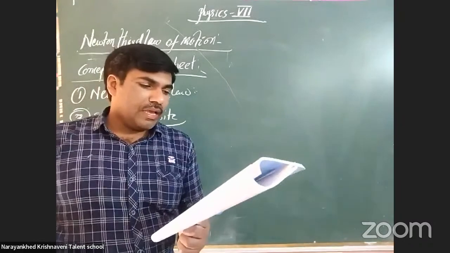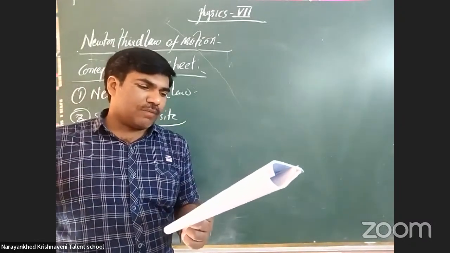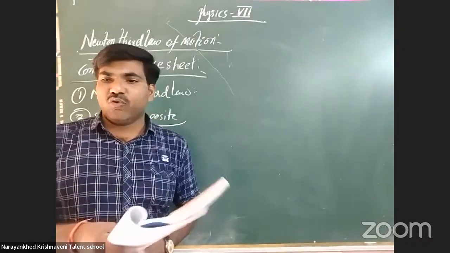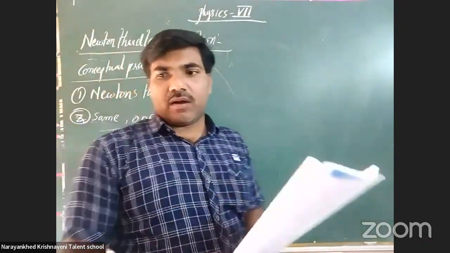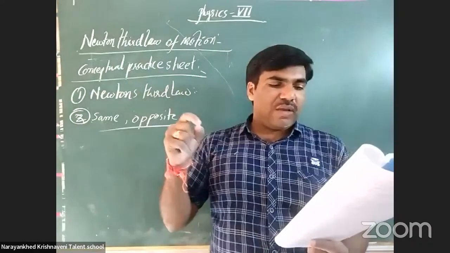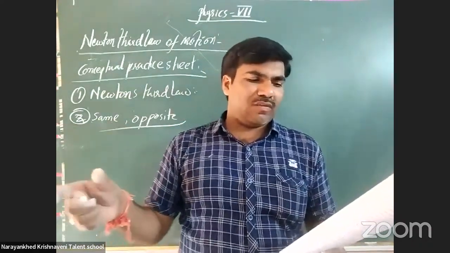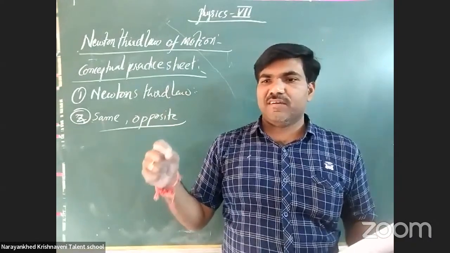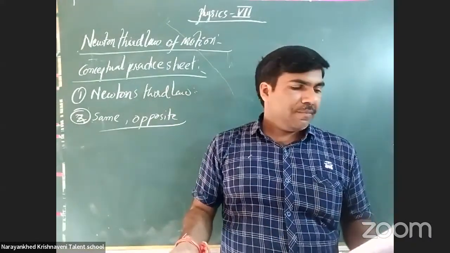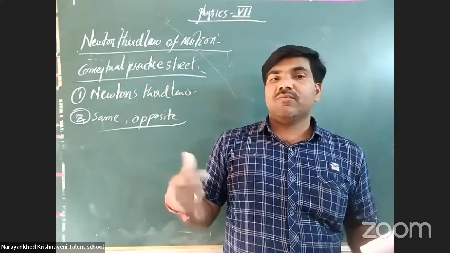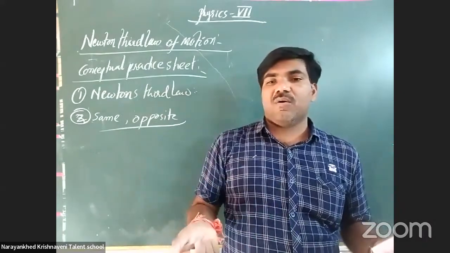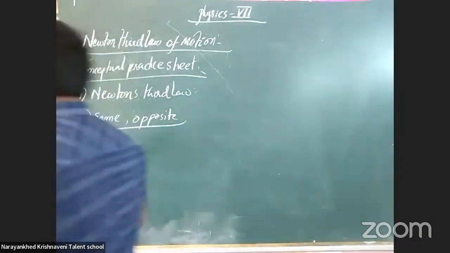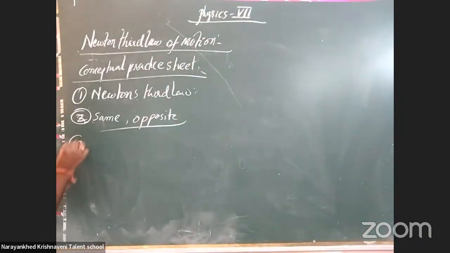And next, if a man jumps out from a boat, the boat moves backward. This is due to what? The man jumps out from a boat, and the boat moves in a backward direction. It is because of what actually? Yes, it is because of inertia. Got it or not? Yes, this is due to inertia.